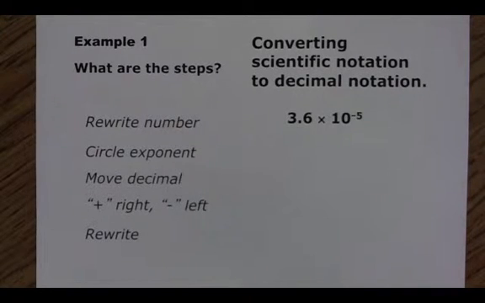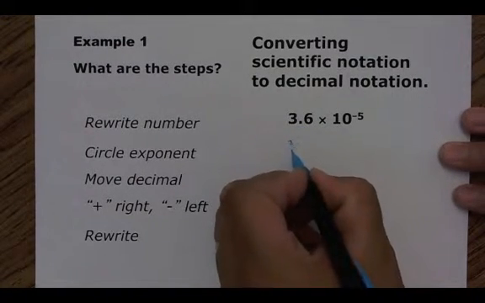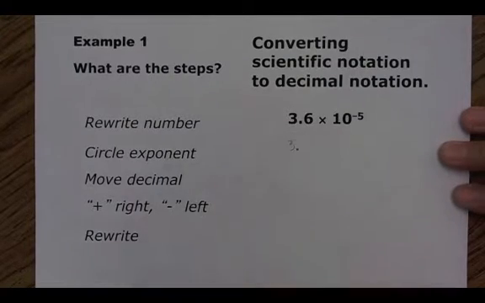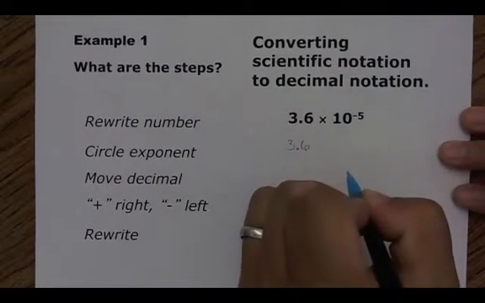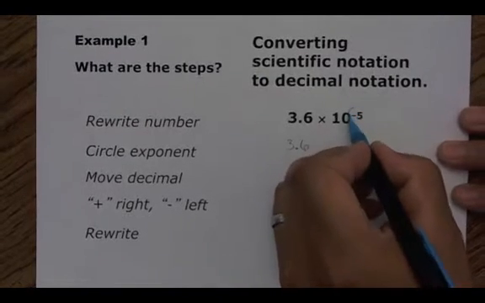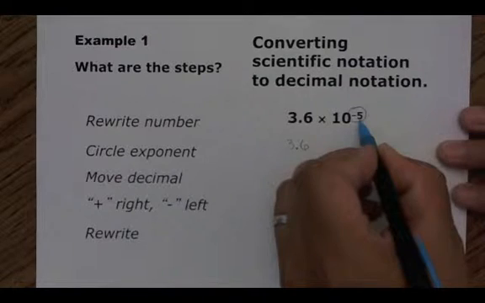Example 1 of converting scientific notation to decimal notation. The first step we need to do is rewrite the number. In this case, I'm going to rewrite 3.6 and just rewrite it. The second thing I'm going to do is find the exponent and circle it. In this case, it's -5.